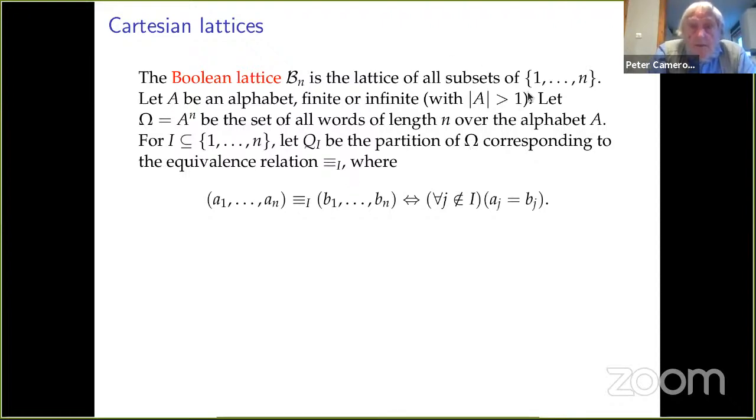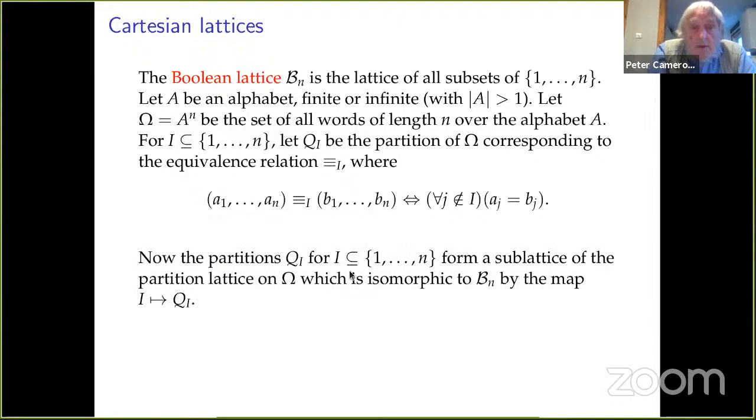So for each subset of 1 up to n, we have a partition, which I'll call Q sub I. And these partitions form a sublattice of the partition lattice, and this sublattice is isomorphic to the Boolean lattice. So as a lattice, it's just the Boolean lattice. But we have more structure because the lattice consists of partitions. It's a sublattice of the partition lattice, and it's that extra structure of partitions that's important. The isomorphism just takes the set I and maps it to the partition Q_I. If you want to verify that, you have to check that the meet of the partitions Q_I and Q_J is the partition corresponding to I intersection J, and the join corresponds to I union J.